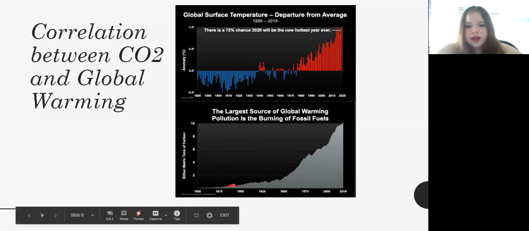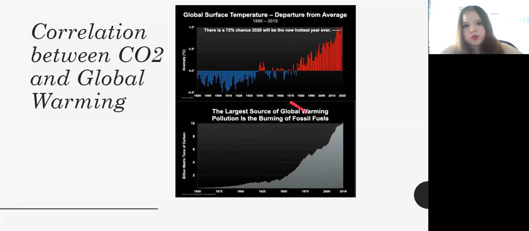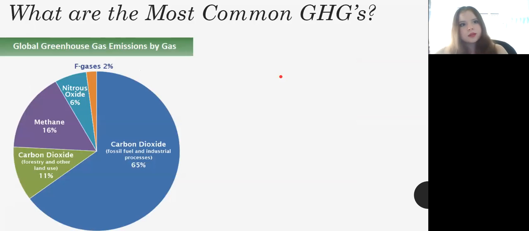This down here is just showing how our CO2 emissions have dramatically increased over the years. The largest source that's causing it is our burning of fossil fuels, which is pretty obvious. Industrial revolution, things like that.